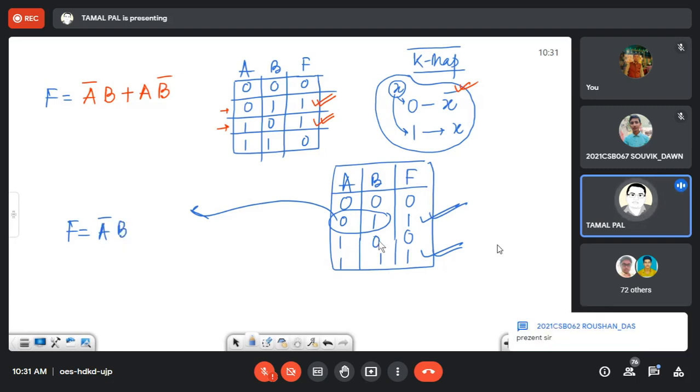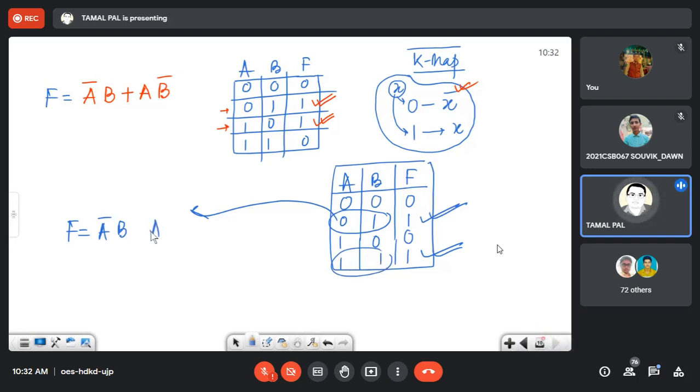For this row, A is 1, B is 1, so we have to write A B. Now we'll join these by the OR operator. There is a chance for minimization, because if I take B common, we get A complement plus A. Now, what is the value of it?